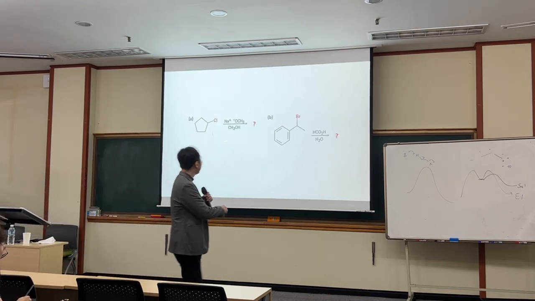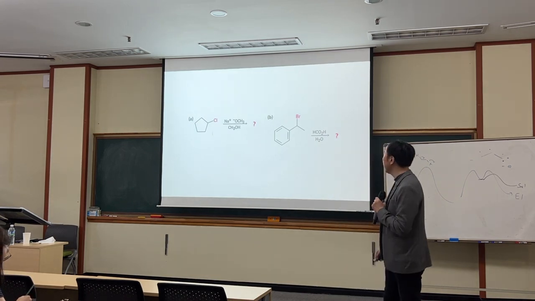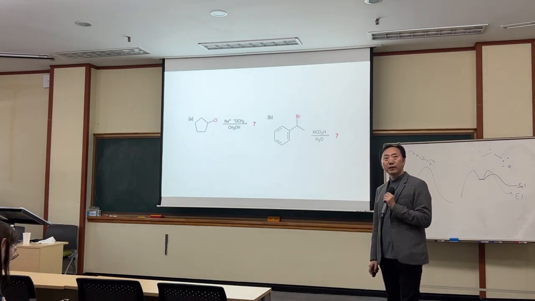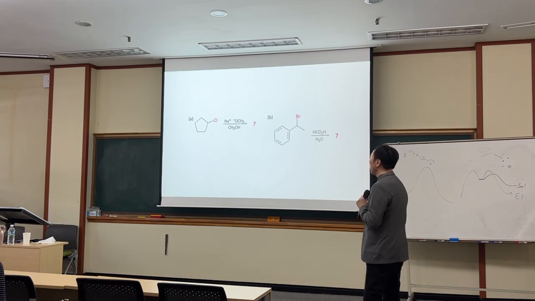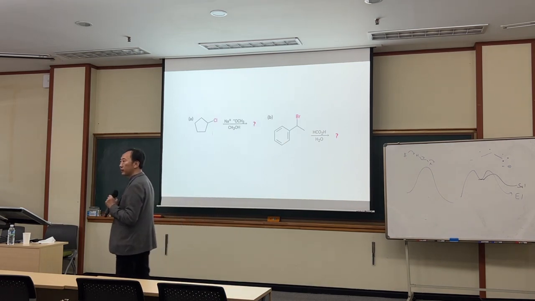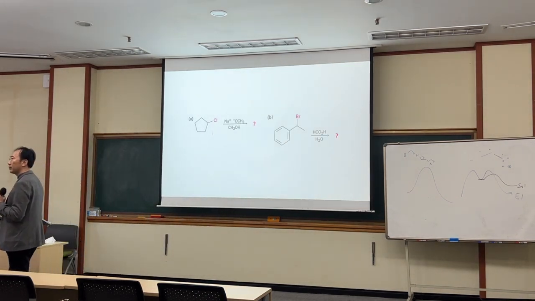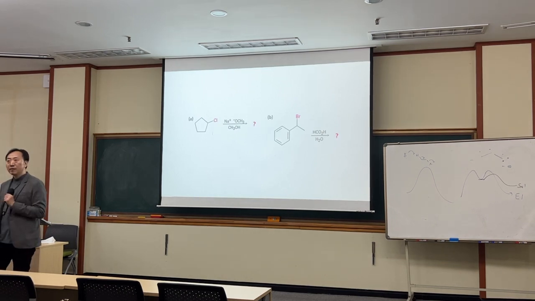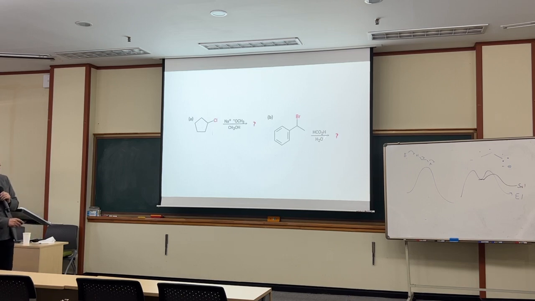Now let's look at the specific examples. Look at this. What do you expect? Secondary position and strong base. Maybe SN2 or E2. How about this? No base, formic acid and water, and no strong nucleophile. And maybe this may go to E1 or SN1 reactions.